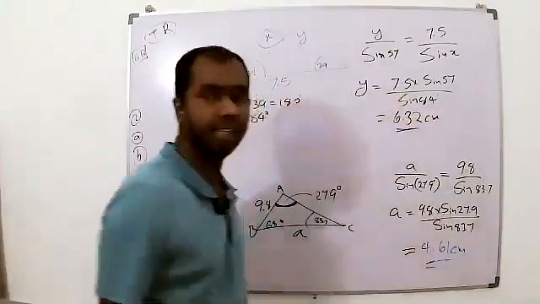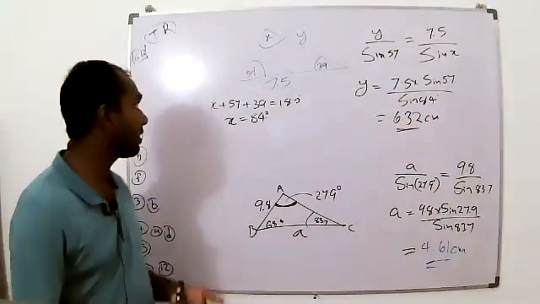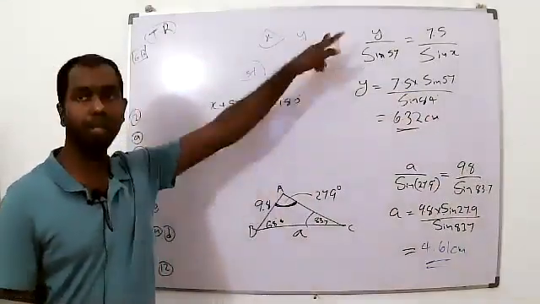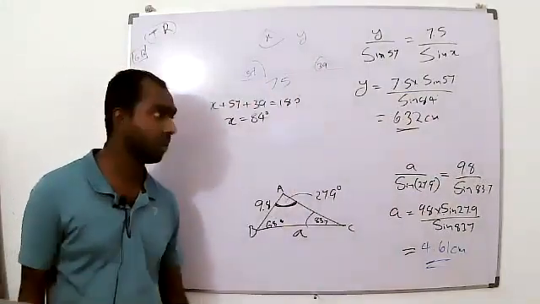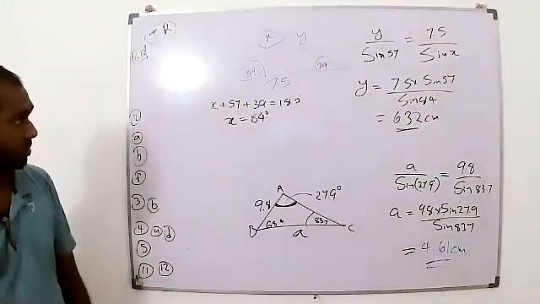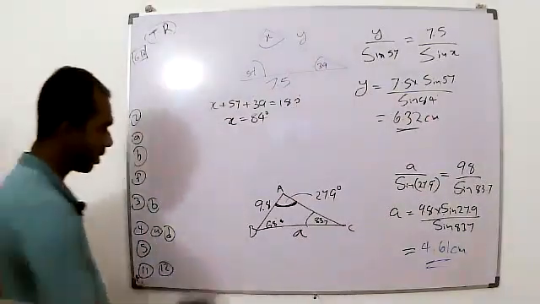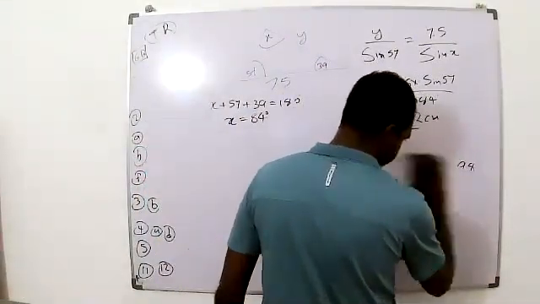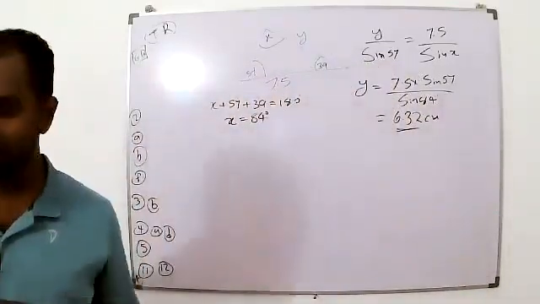And you can even verify whether it is acceptable or not. Why? X is the largest angle, so the largest side is 7.5. Definitely y should be less than 7.5. Okay, so it is acceptable. So now do you understand this? Hope you are getting the points.